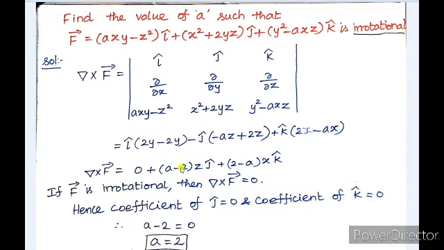Here the given f vector is irrotational. That means del cross f vector is equal to 0.